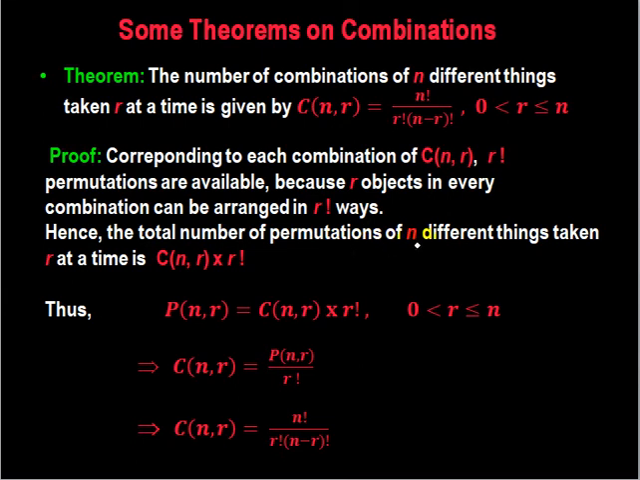So therefore, the total number of permutations of n different things taken r at a time can be denoted like this. So it is the same equation which we used in the example. So P(n,r) can be written as C(n,r) into r factorial. On cross multiplying by r factorial, we can obtain a general expression for how the selections are to be made. So if out of n different objects you are selecting r objects, it can be done in n factorial over r factorial into (n minus r) factorial ways.